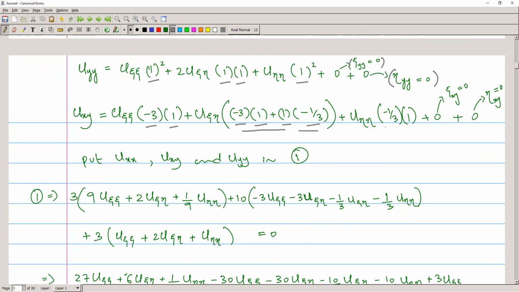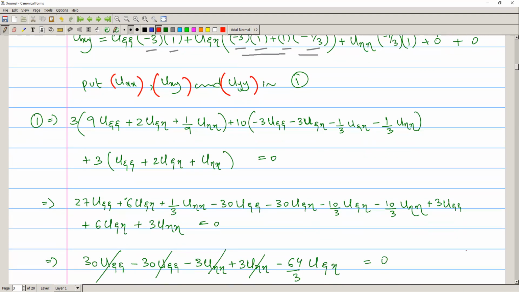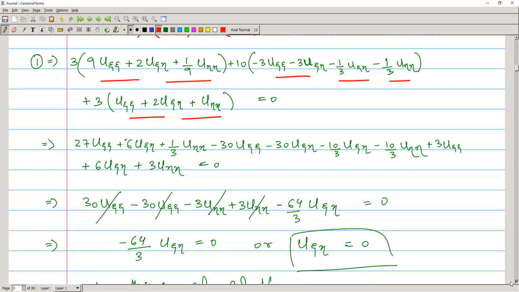Then plus this u eta eta times negative 1 over 3 times 1, then these will become 0 because these are 0. And then once we found these uxx, uxy, and uyy, we just need to put in equation number 1. That is our question, basically. Equation 1 is the question. So we will replace the value of ux. It was 3 times ux, so we'll replace ux, all right? And then it was plus 10 times uxy, so we'll replace uxy, and it was 3 times uyy. So we replace all and we'll now simplify.